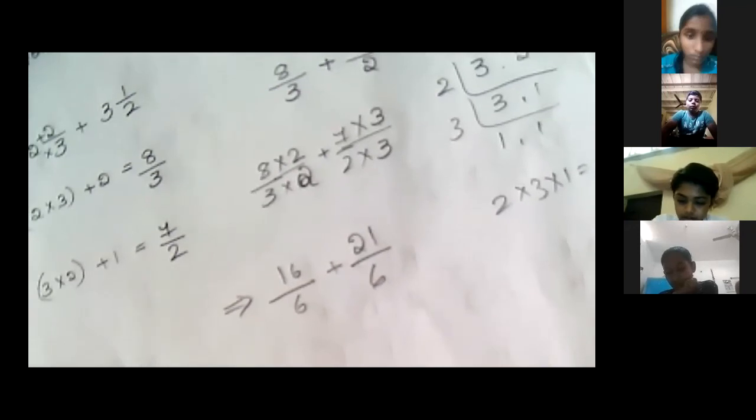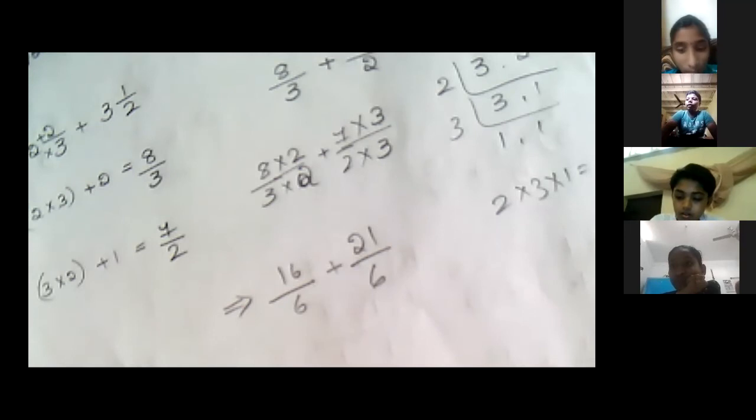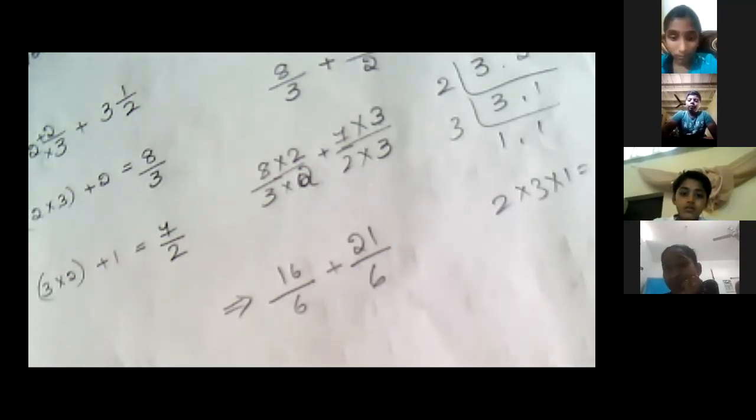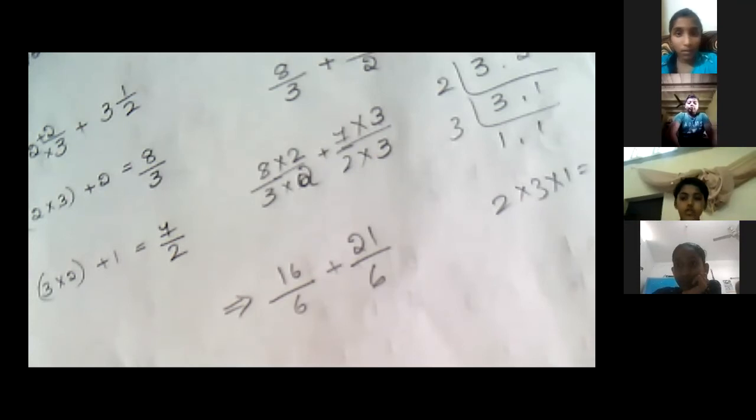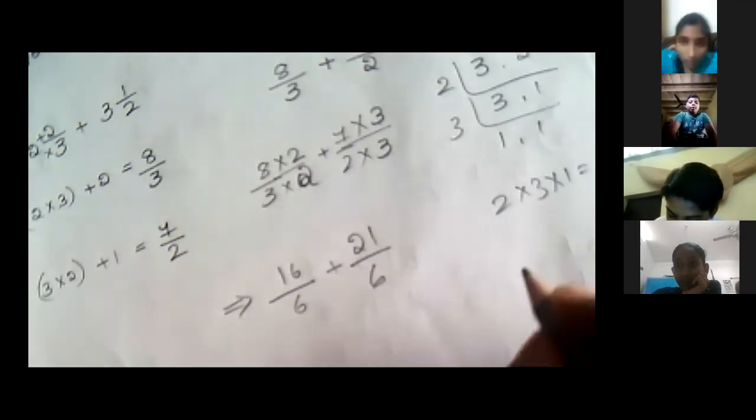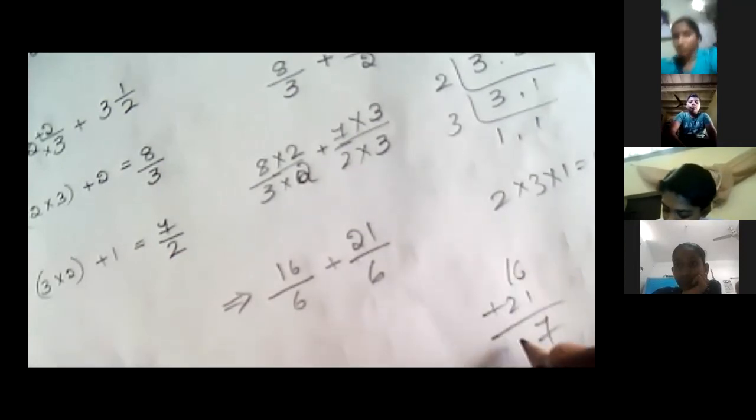And keep in mind, you are not supposed to add the denominators. Denominators are always the same; you have to keep the same denominator. Don't add the denominators. Only the numerators you have to add. So 16 plus 21: 6 plus 1 is 7, 1 plus 2 is 3. So 37 upon 6. This is our answer.